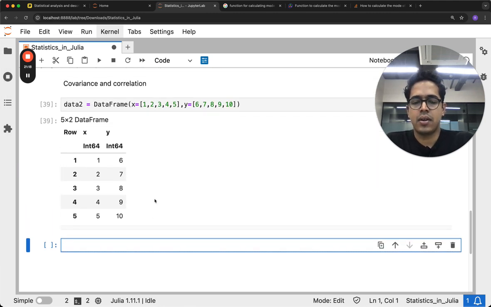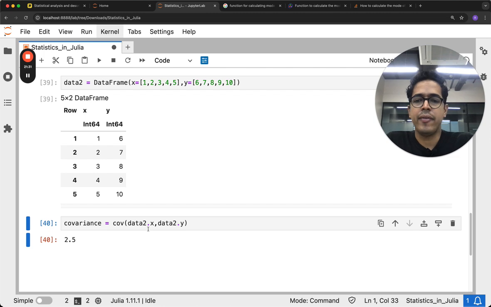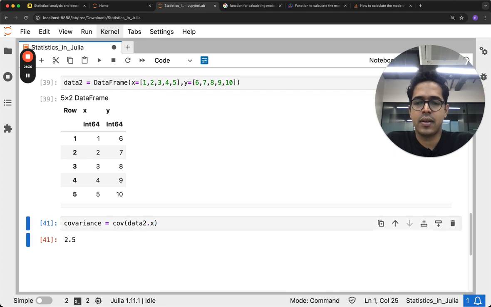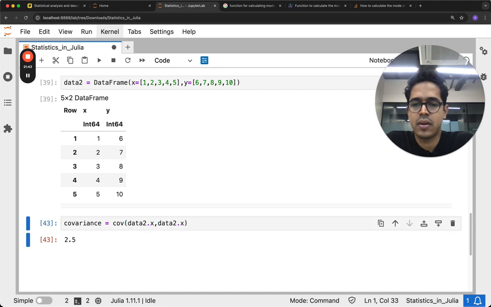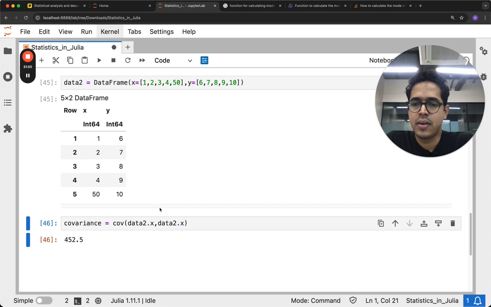Now covariance equal to cov of data 2.x comma data 2.y. So covariance is 2.5, and actually if you only define this, covariance of data 2.x is 2.5. What about data 2.x comma data 2.x? Okay, now it's very high.